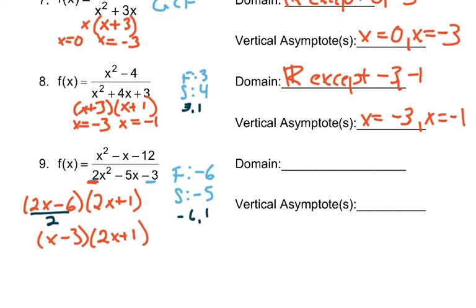So to figure out what numbers would make my denominator equal 0, for my first parenthesis, it would be 3. For my second parenthesis, I would have to subtract 1, so I'd get negative 1, and then divide by 2. So I'd get negative 1 divided by 2, which is negative 1/2.